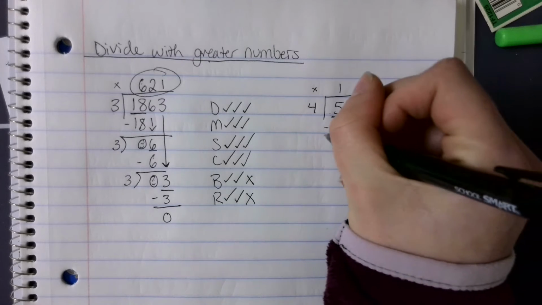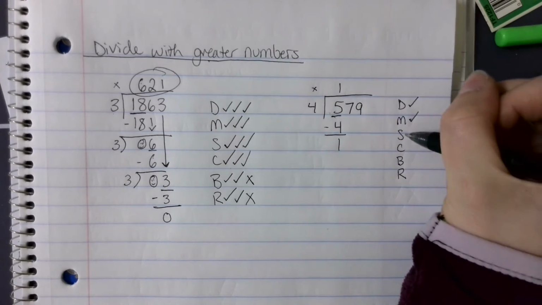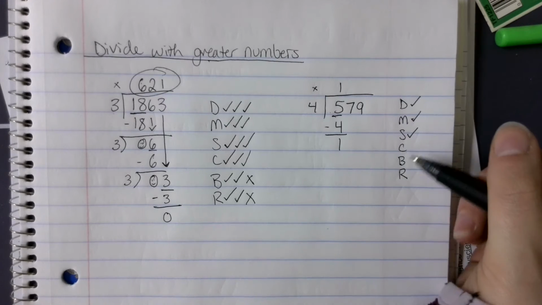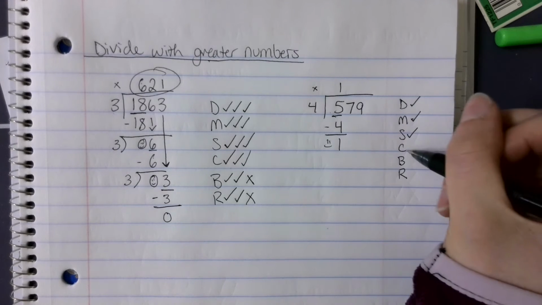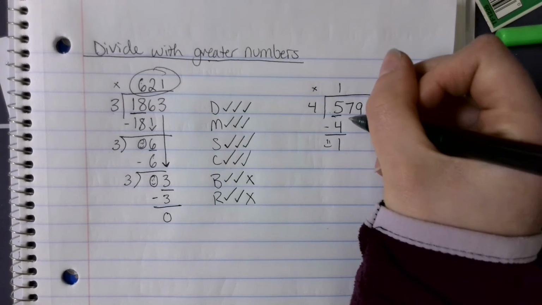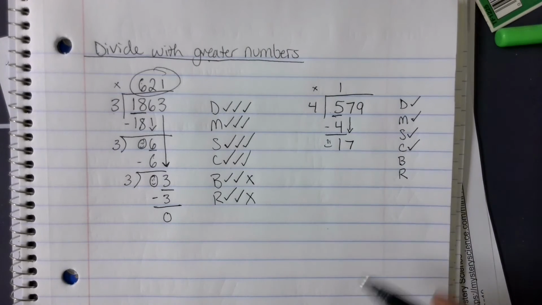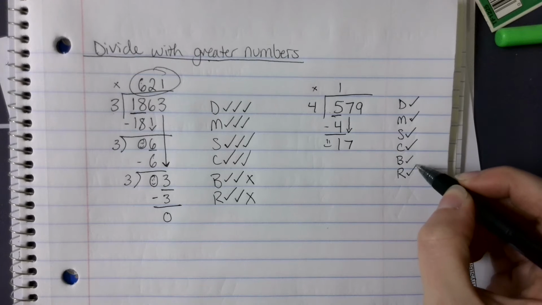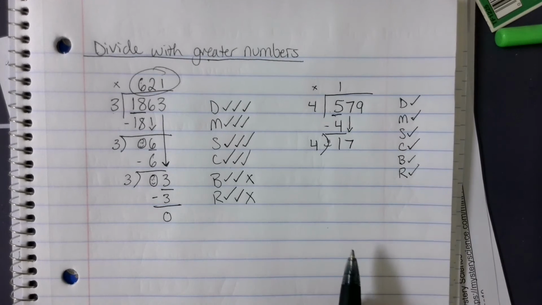So let's take out what we've done. 5 minus 4 is 1. Okay, we're at the check step, so is 1 less than 4? Yes. And do we have something to bring down? We do. Bring down the very next digit, nothing more. So we brought down a 7. We're going to repeat now, make a new house, bring down our divisor.